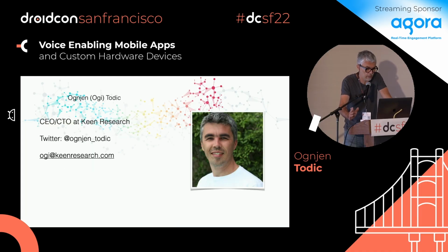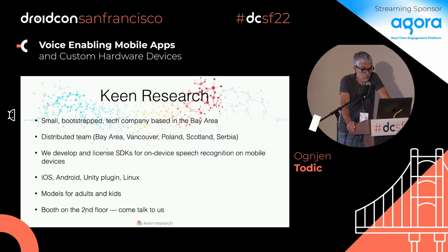So, brief background. As I said, I'm Ognjen Todic, I go by Ogi, much easier. I'm the CEO/CTO of Keen Research. This is my email. Feel free to follow up via email if you have any questions after this talk. Keen Research is a small bootstrap tech company based here in the Bay Area in Marin, but the team is fully distributed. I'm here, and there's somebody in Vancouver, Poland, Scotland, Serbia, everywhere.